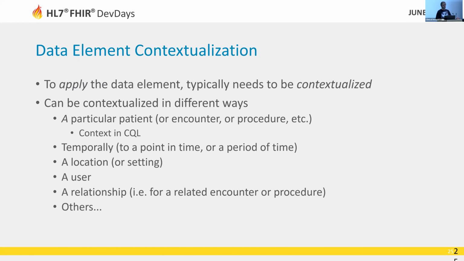But to apply that data element, it needs to be contextualized. So it can be contextualized in different ways, like a particular patient or an encounter or a procedure. This is equivalent to the context in CQL. It can be contextualized temporally, so to a point in time or a period of time, like a measurement period. It can be contextualized to a location or a particular user, or even a relationship, like for a related encounter or procedure. That same data element can appear in lots of different places based on the different context that you need to apply it to.